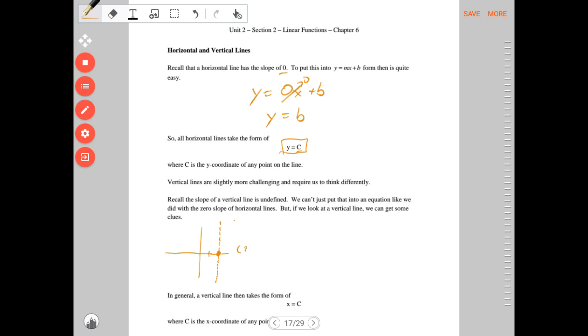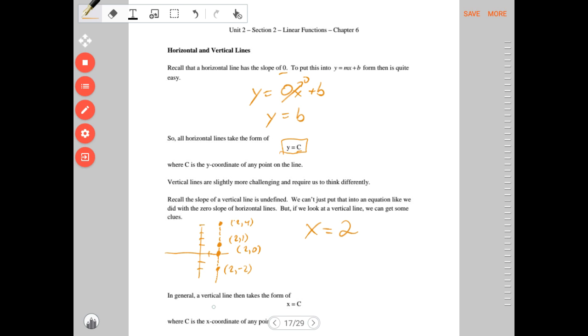So that point is the point 2, 0. This point right here, that's the point 2, 1. Let's see, this point up here, so that's 1, 2, 3, 4. So that's the point 2, 4. Let's try one down here. So this is the point 2, -2. If you look at all of those points, look, all the x coordinates are 2. So recall a vertical line is an x equal line. So it's x equals, and then what does x equal? Well, on this line, it's x equals 2.